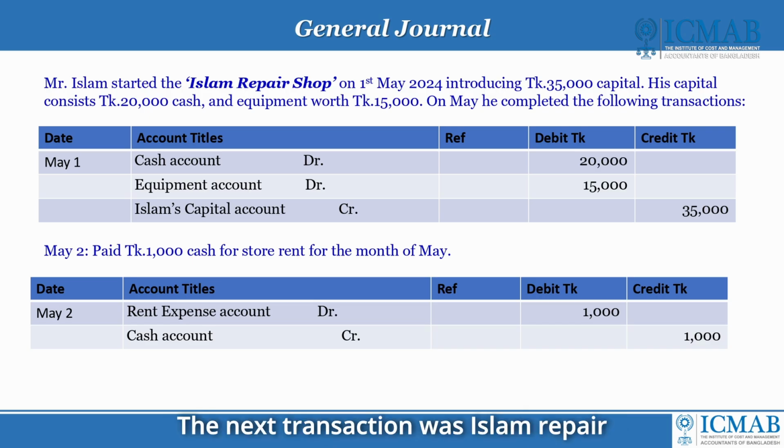The next transaction was Islam Repair Shop paid taka 1,000 cash for store rent for the month of May. So here the store rent is an expense. Expense has increased, so it should be debit, and cash account has decreased, that means asset has decreased, so it should be credit. So the journal entry should be rent expense account debit 1,000 and cash account credit 1,000.